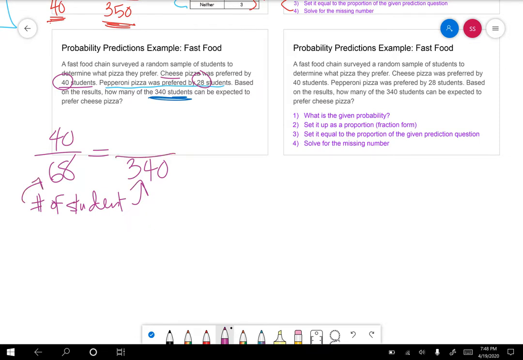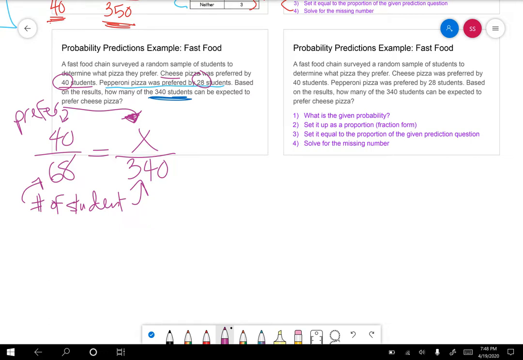Okay, total number of students. This is the preferred part. Prefer here and here. Now we don't know this one yet, so I'm going to put x there. You don't have to use x. You could use any letter you want for your variable.